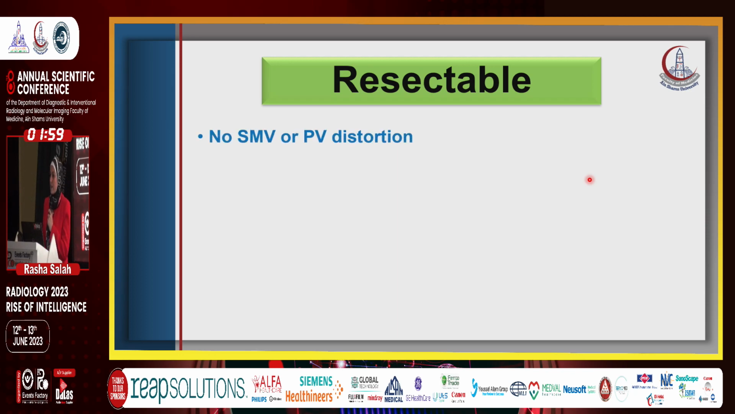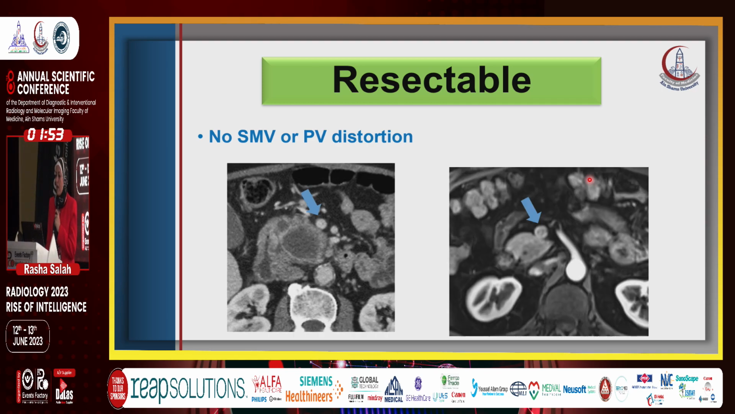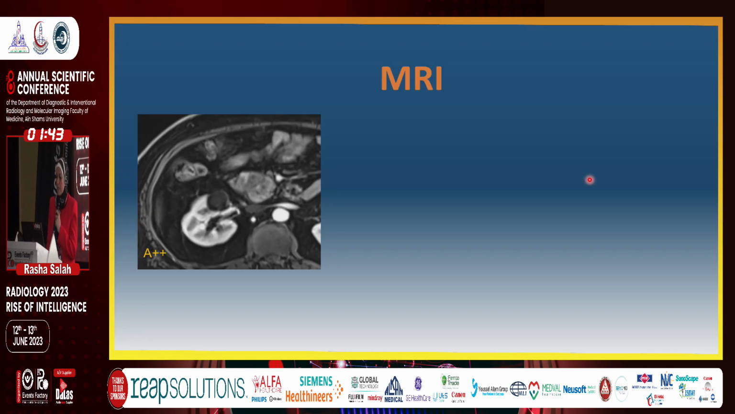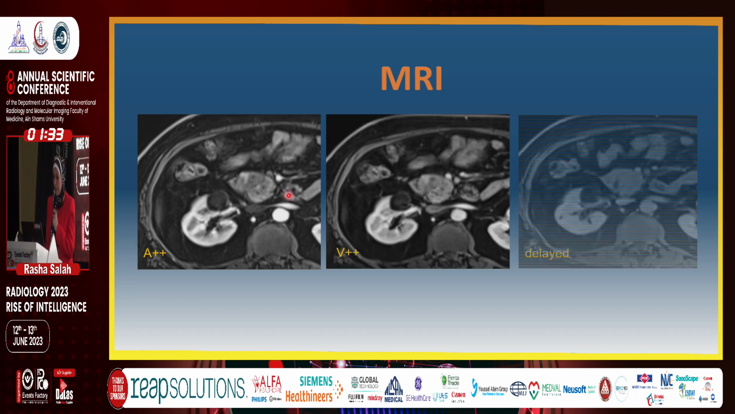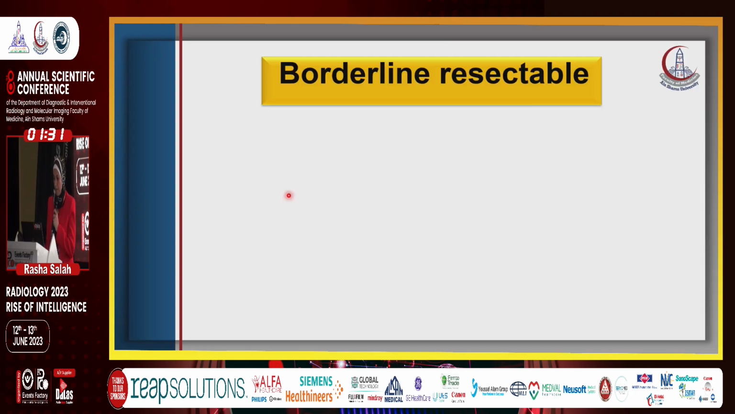So the signs of resectability are no SMV or portal vein distortion, as we can see here, while regarding the arterial system, there is a clear fat plane around the celiac trunk, hepatic artery, and SMA. This is an example for MRI, how we evaluate the same as the CT. This is the mass, and it appeared to be completely separable from the SMA and SMV. And this is the dynamic study.